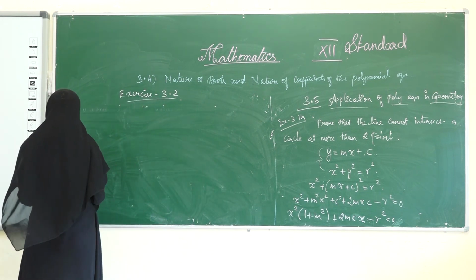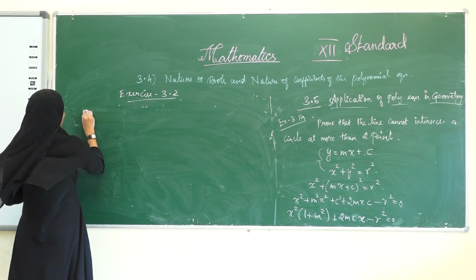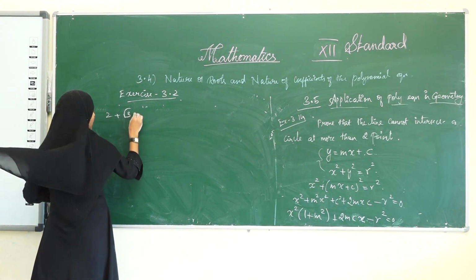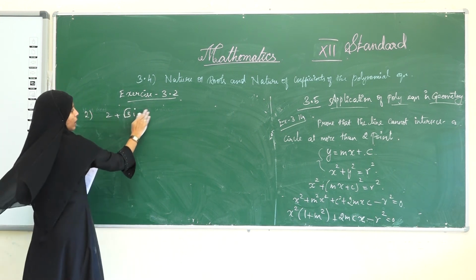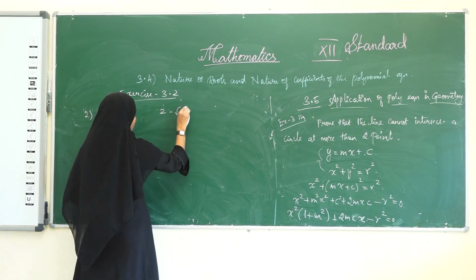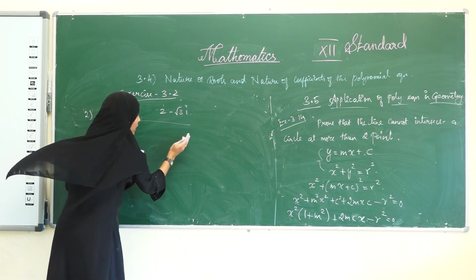What they have given is: find the polynomial equation of minimum degree with rational coefficients. The second question has the root 2 plus root 3i. See, we saw a similar example. What can we write as the other root? 2 minus root 3i. From this we find the sum and product, and we can write the equation.